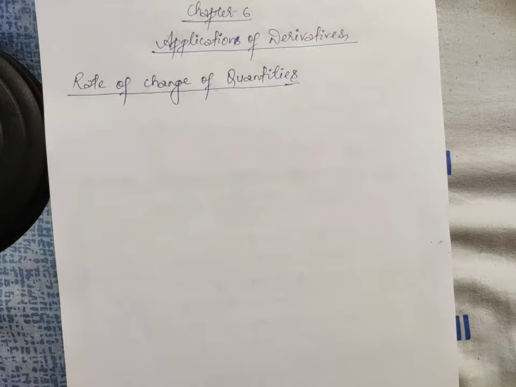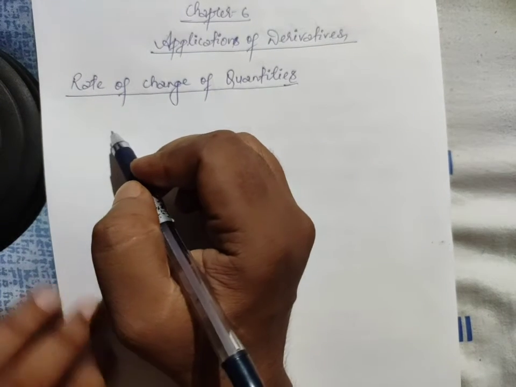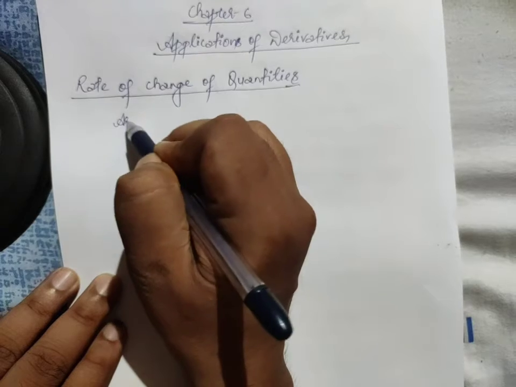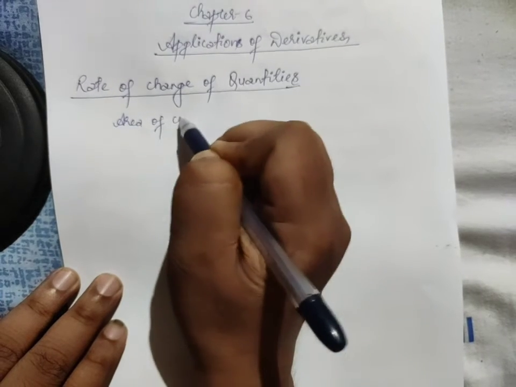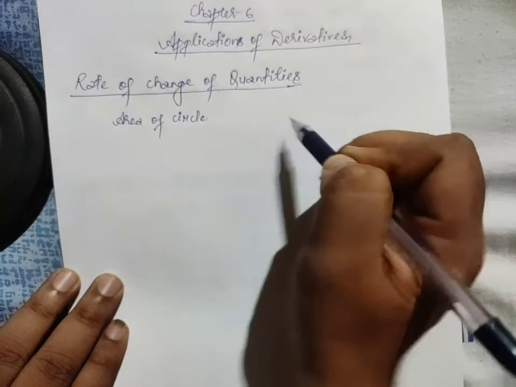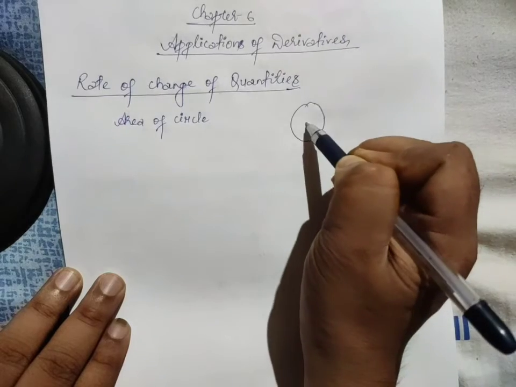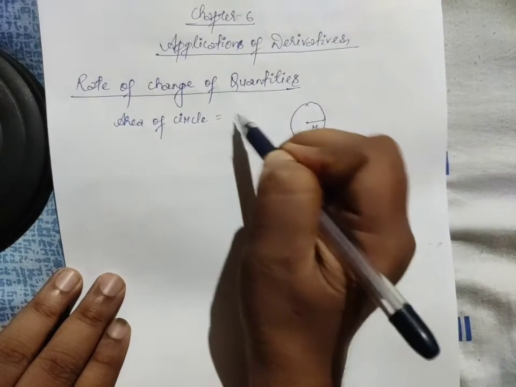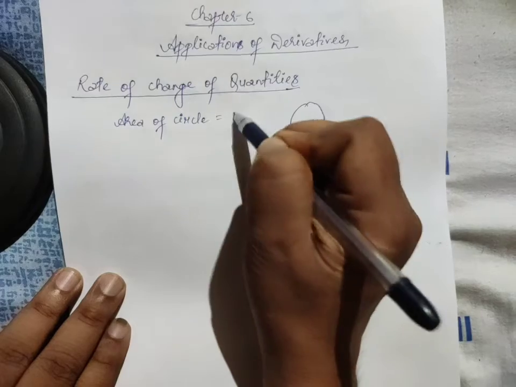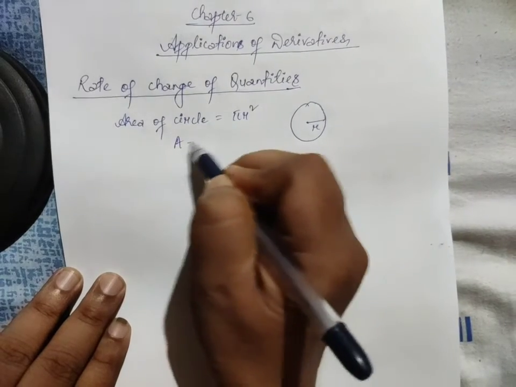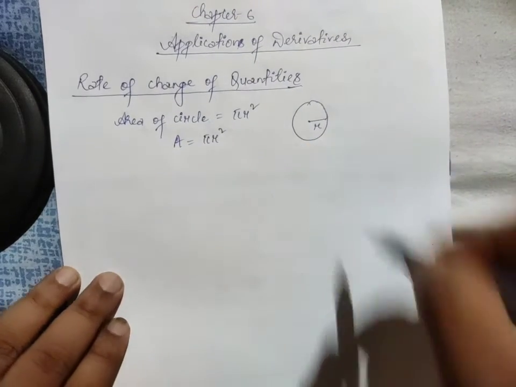Okay, so what are quantities? Quantities can be anything like say area, volume, mass, weight, speed. There are so many quantities. So let us take an example of a quantity, say area. Okay, so in order to be more specific, let us take area of circle. So you have a circle whose radius is r. So area of circle formula is say pi r square. Okay, so A is equal to pi r square.